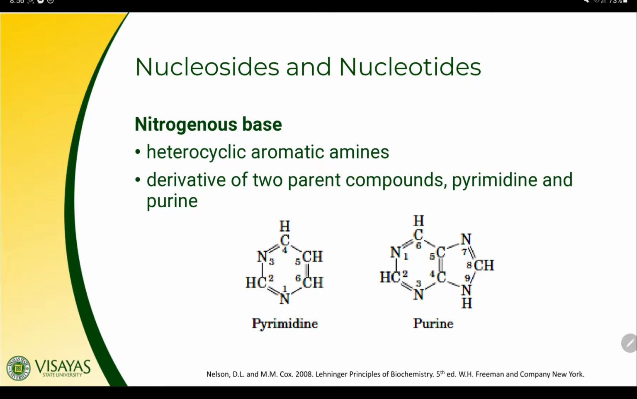So what is the nitrogenous base present in nucleosides and nucleotides? These are heterocyclic aromatic amines. When we say heterocyclic, we have two or more different elements in the ring of the aromatic system. These are amines because we have carbons bonded to nitrogen. So for the nitrogenous bases in nucleosides and nucleotides, our parent compounds are pyrimidine and purine. These are the two ring systems, the parent compounds for our nitrogenous bases.